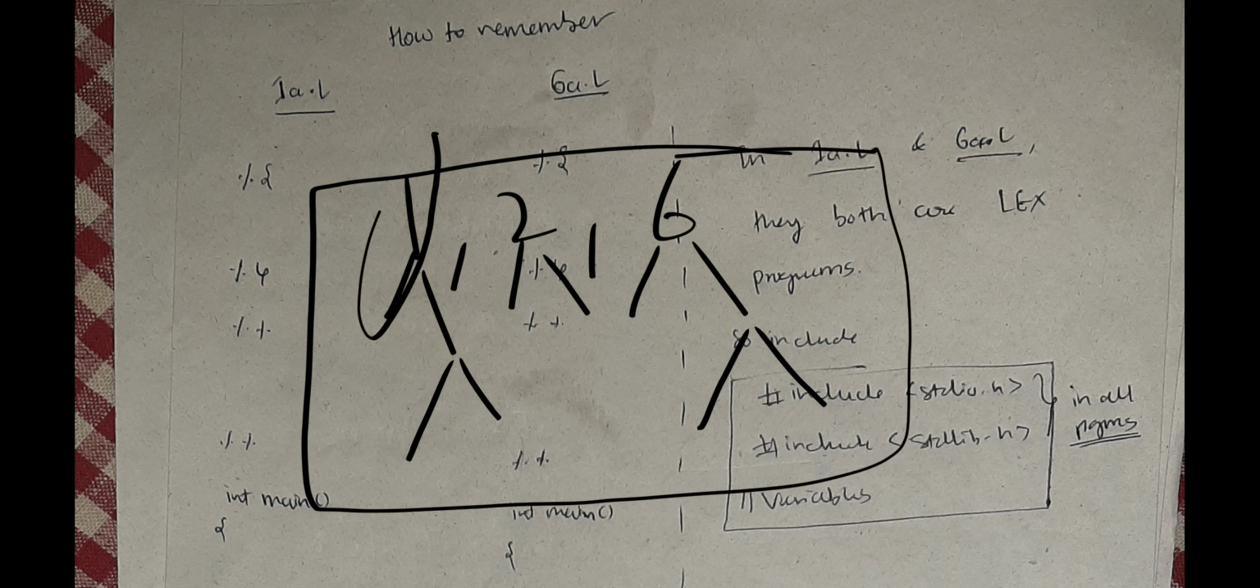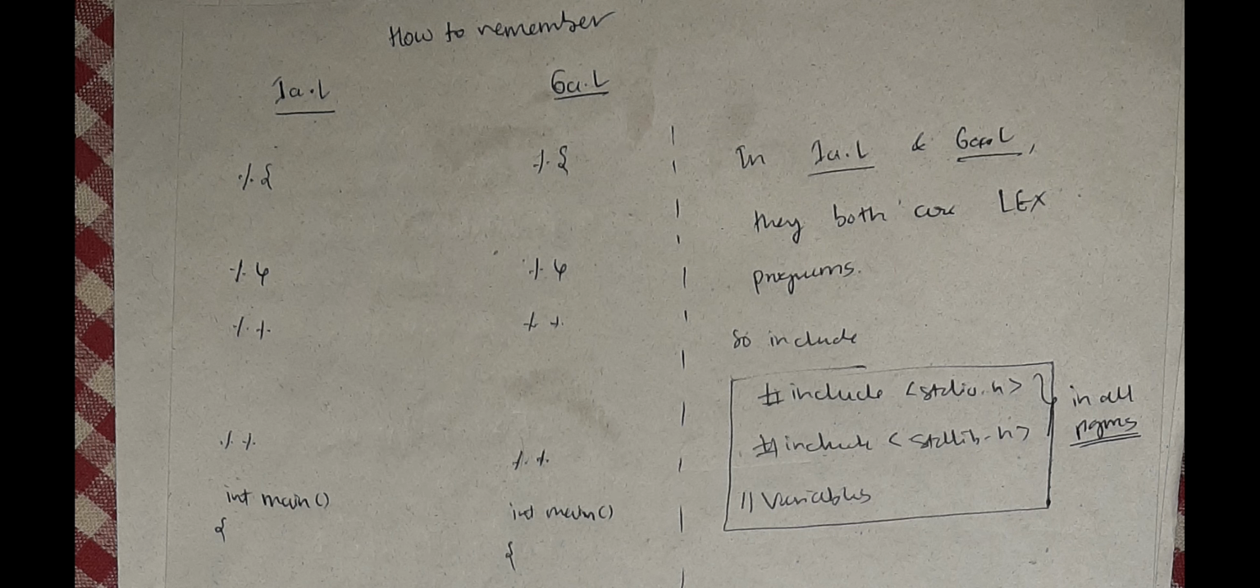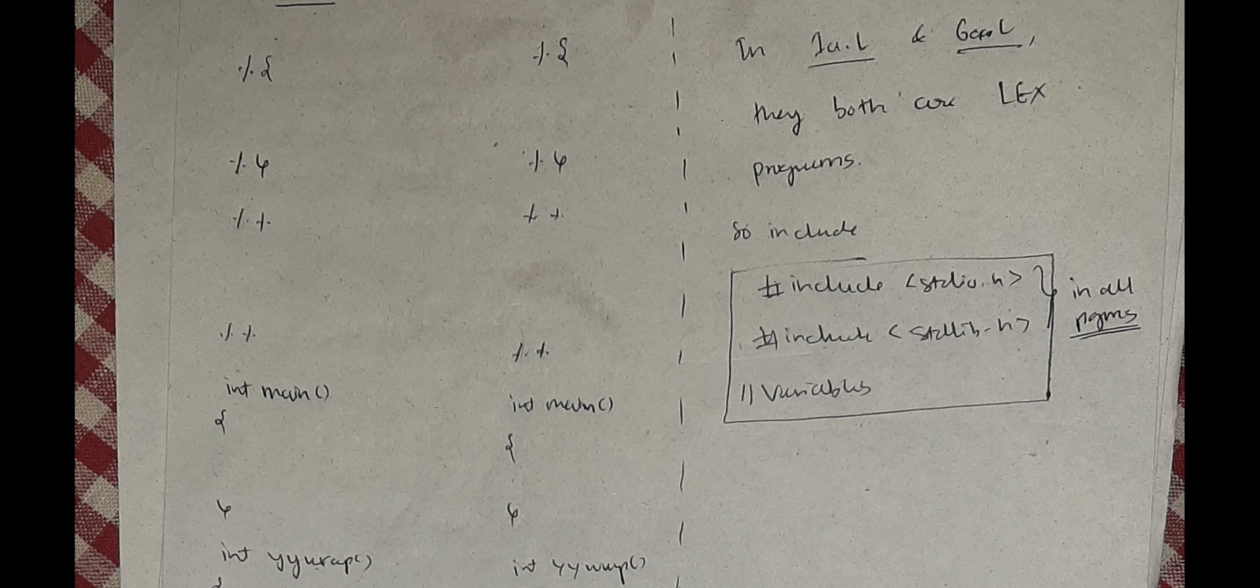The first group is 1a and 6a. All the remaining are in the second group, because these three are related, and these two are related. So we'll first discuss 1a and 6a. In 1a and 6a, the format you need to remember is this one, same as the other formats.